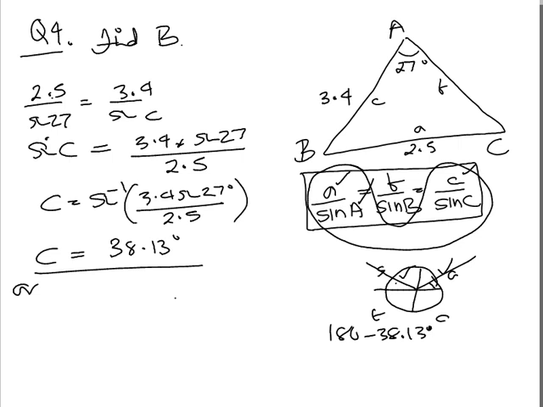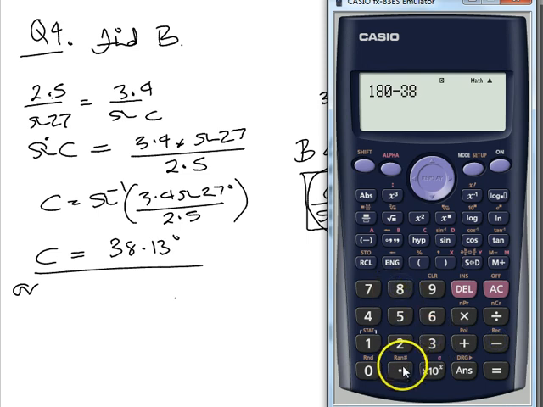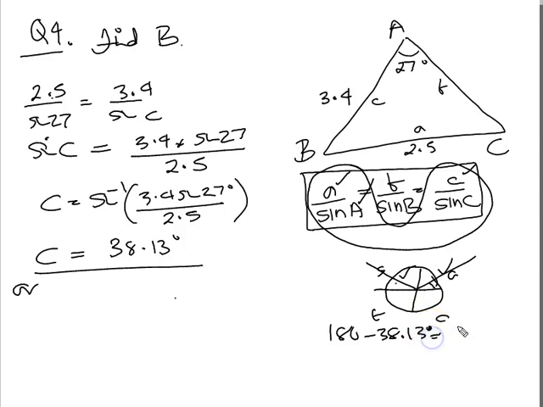So let's just tap that in the calculator. 180 minus 38.13 equals 141.87. Okay, 141.87.